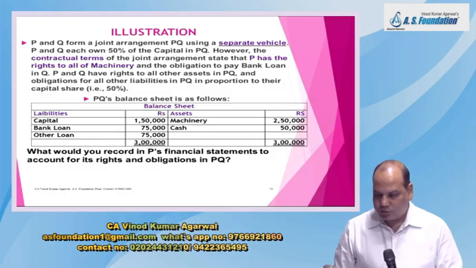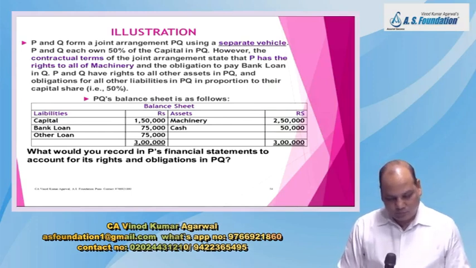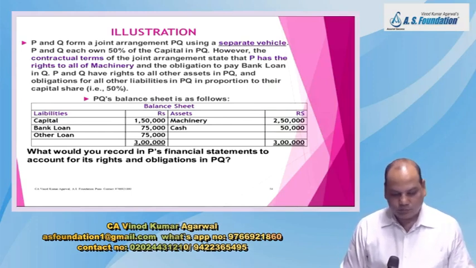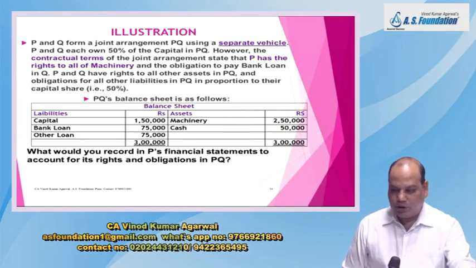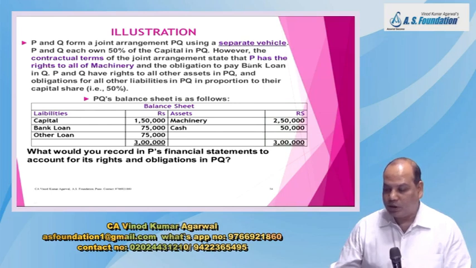Okay, now come to this question. This we will solve. It is printed in your book also. Question number 16. P and Q form a joint arrangement, PQ. Using a separate vehicle, P and Q each own 50% capital in PQ. However, the contractual terms of the joint arrangement state that P has the rights to all of the machinery.